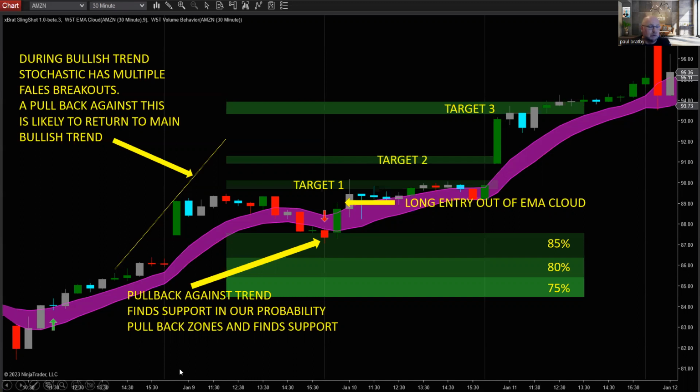Okay, so Amazon on the 30-minute for me is a swing trading time frame. Yeah, so you're going to carry this over 2 to 3 days. You know, you probably might get in on Monday or Tuesday and carry all the way through to the end of the week.